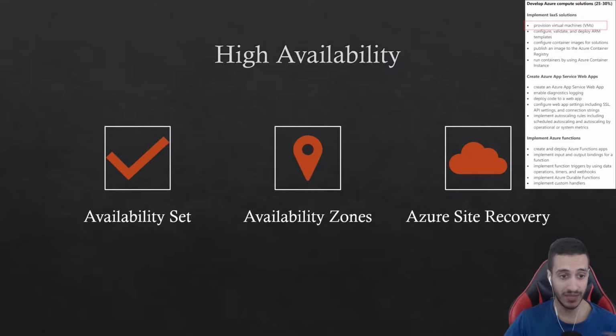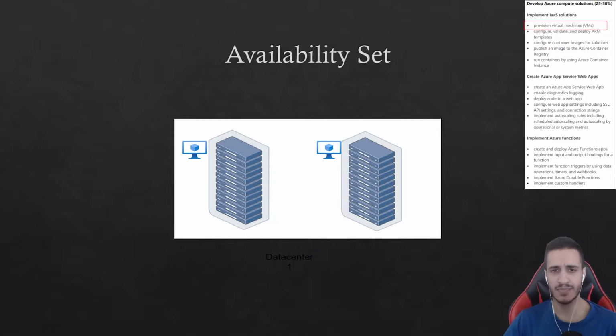Starting with the availability set, the availability set basically places your VM into different racks in the same data center. So if there's a network failure in a specific rack, or if there's a hardware failure in a specific rack, your application will still be available because your VM is placed in a different rack. So this is availability within a specific data center.